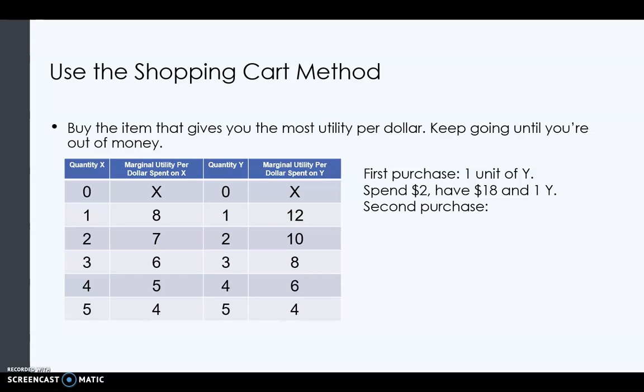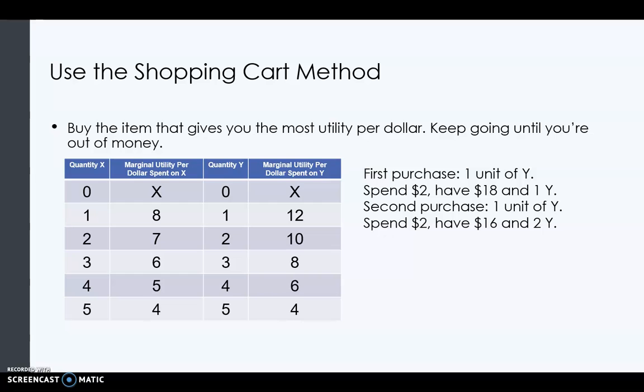All right, so for our second purchase, we already have 1 unit of y. So now we need to compare our first unit of x, which is 8, to our second unit of y, which is 2. Okay, cool. We're going to have to buy a second unit of y. Let's go with that. We spend $2. We have $16, and we have 2 y's in our shopping cart.